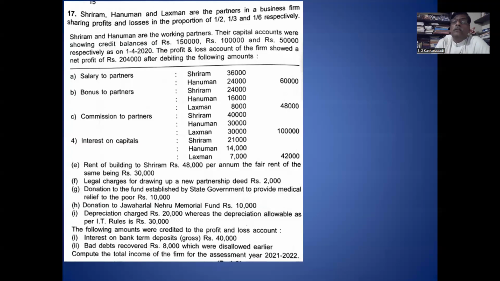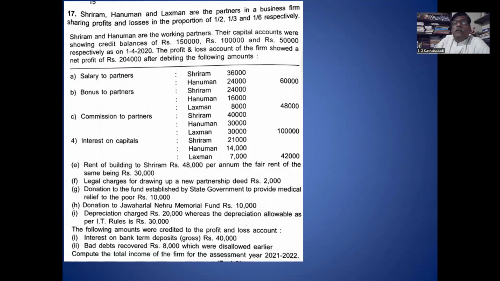This is the objection by the income tax officer. Whatever excess is paid is disallowed. Out of 48,000, 30,000 is allowable. Rent paid is allowable, excess paid is disallowed. Remember that. So 18,000 is disallowed. Legal charges for drawing the partnership deed, rupees 2,000.